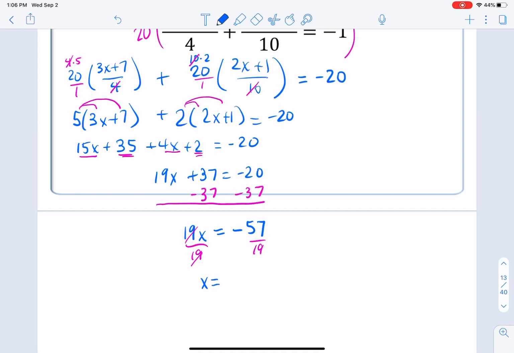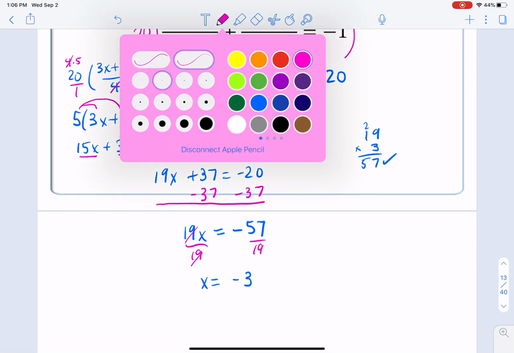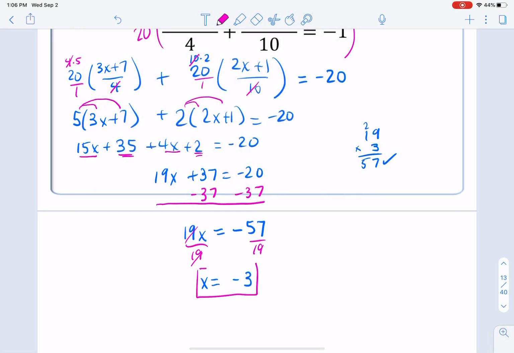Well, it ends in a 7. That could be something like 3. Let me just try 3 here. Let's say 19 times 3, that'd be a 27, and then 3 plus 2 more is 57. Yep, checks out. It was a negative 3. Of course, you could have gently inserted that into the calculator and gotten negative 3 as your answer.